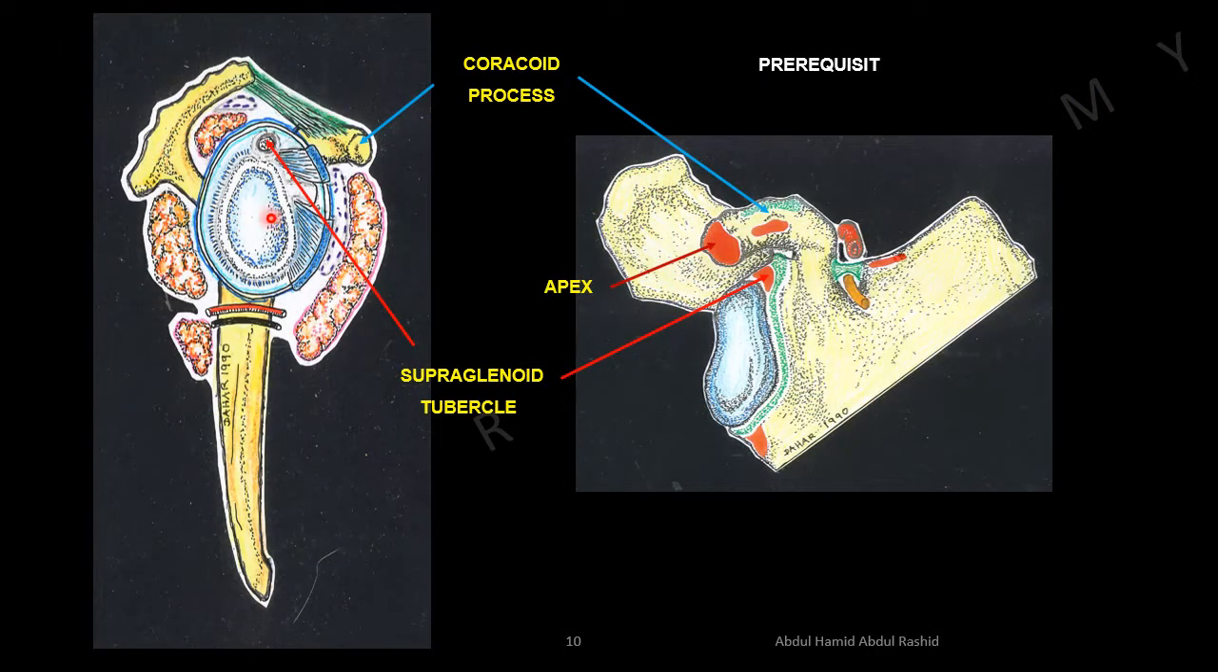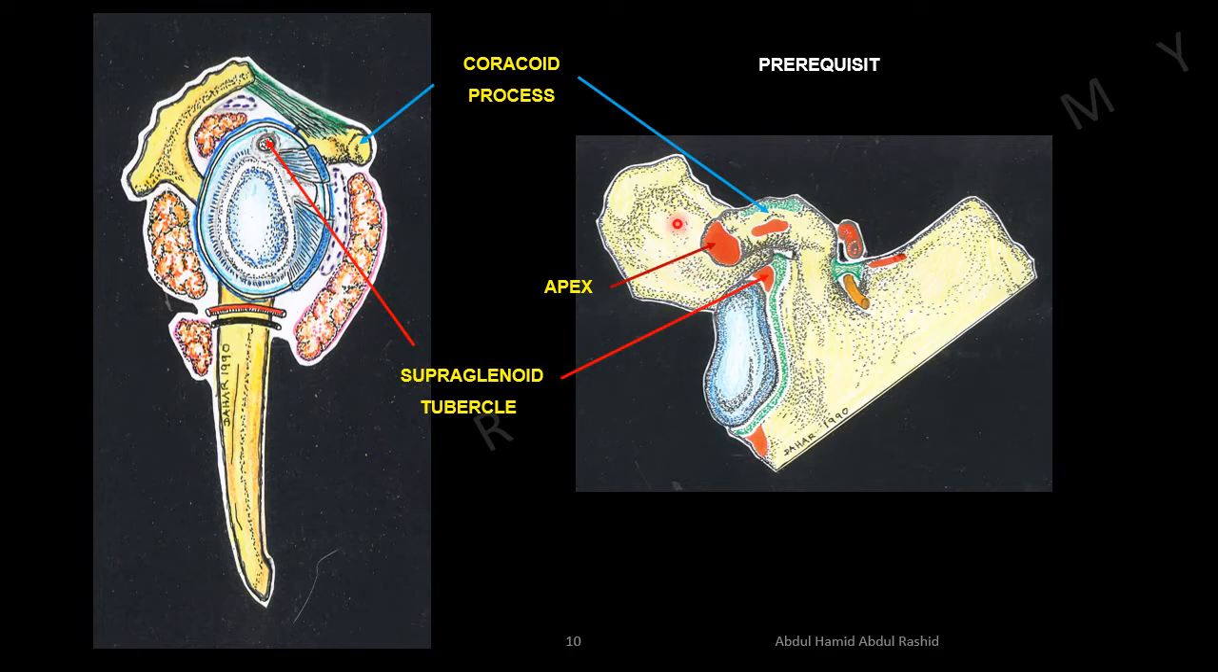Prerequisite. We have 2 diagrams here. This is the lateral view of the shoulder joint. This is the glenoid cavity. Above the glenoid cavity, there is a small tubercle called the supraglenoid tubercle.